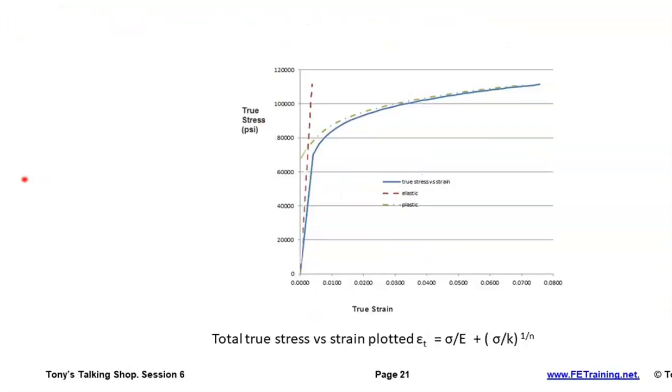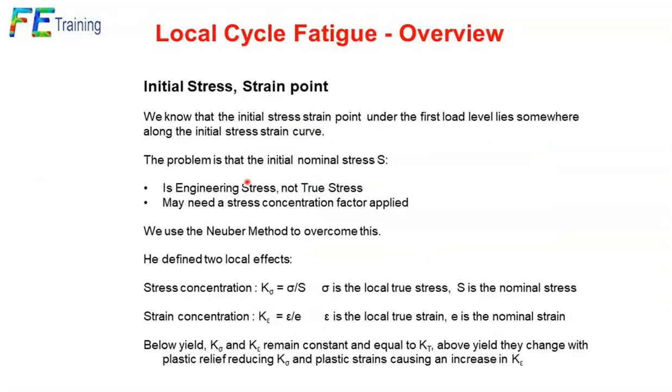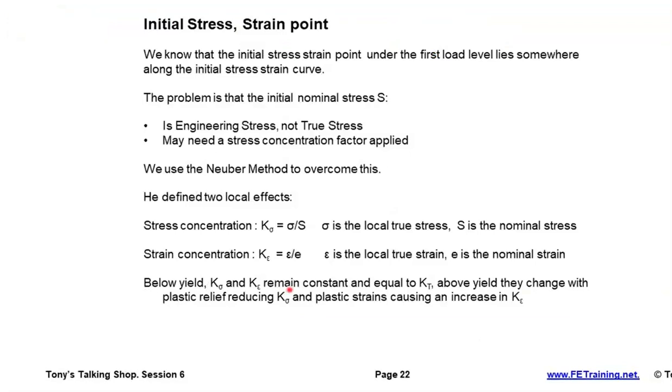Neuber came up with the idea, well, let's say we know that we're dealing with engineering stress, not true stress. We've got a stress concentration factor. And Neuber said, let's think about the typical stress concentration factor, which is the change in local stress as we increase the nominal stress. And then we can also think about a strain concentration. What's the change in local strain as we apply that nominal stress or the nominal strain? Now, below yield, they're both equal to KT because there's a straight relationship between stress and strain, so they're the same number. Big deal.